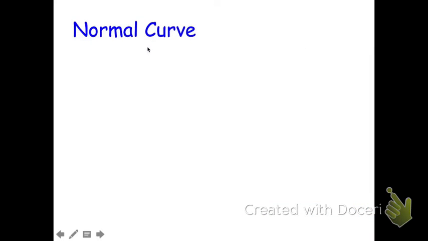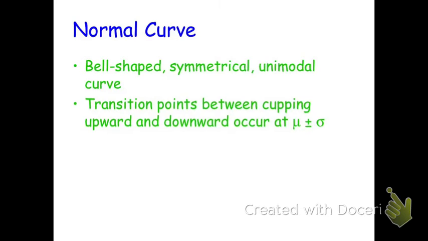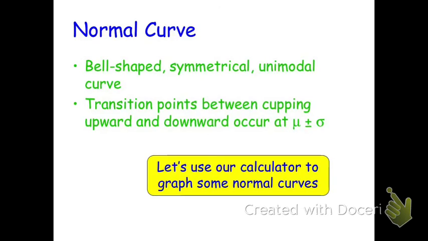The normal curve. So, how to tell if something is symmetrical or normal versus just being symmetrical? You can look at a data set and say that it's symmetrical, but you don't say that it's normal unless it has these specific qualities. It needs to be bell-shaped, unimodal, and centered at the median.